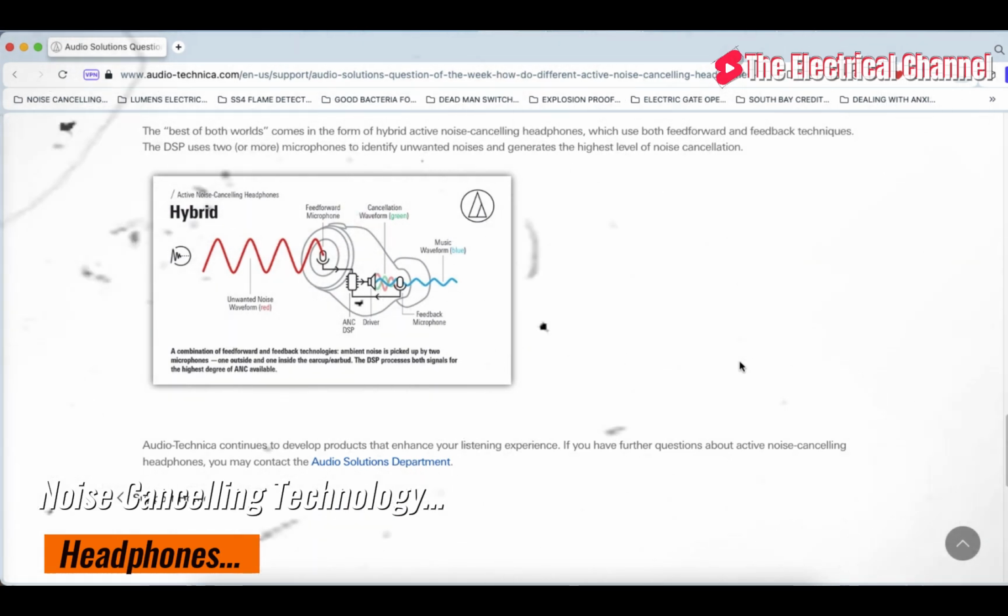The best of both worlds comes in the form of hybrid active noise-canceling headphones, which use both feed-forward and feedback techniques. The DSP uses 2 or more microphones to identify unwanted noise and generates the highest level of noise cancellation.